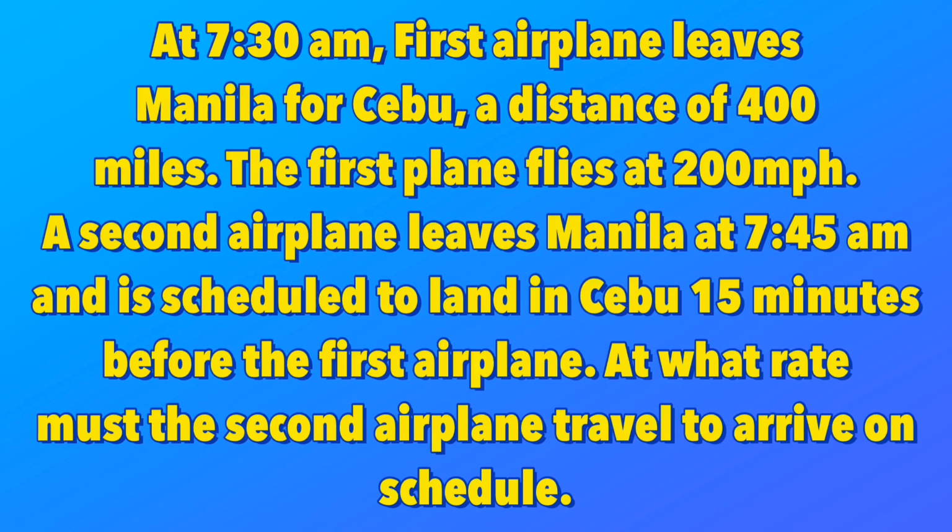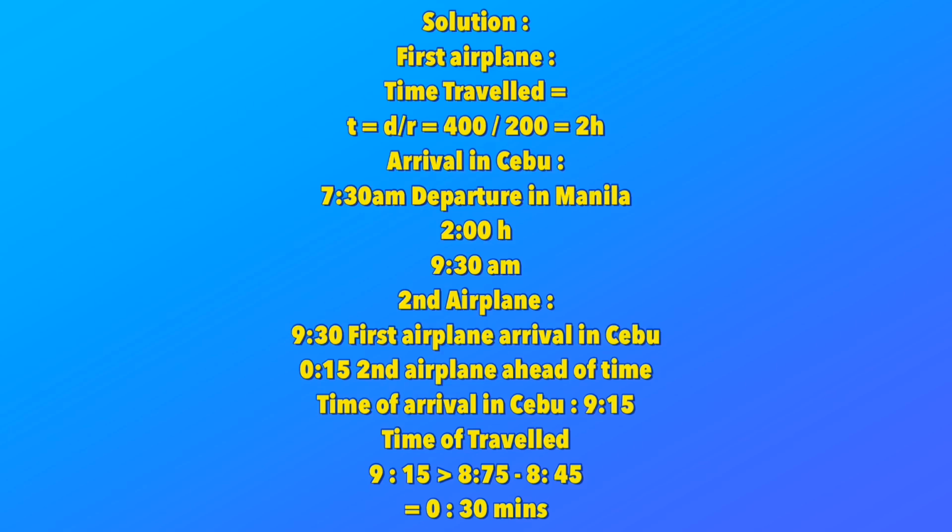So the problem is asking for the rate of the second airplane. Our solution: for the first airplane, we have to get the travel time. We will use the formula T equals D over R. The distance covered by the first airplane is 400 miles, and the rate is 200 miles per hour. Then we divide: 400 divided by 200 is 2 hours. So 2 hours is the travel time of the first airplane.